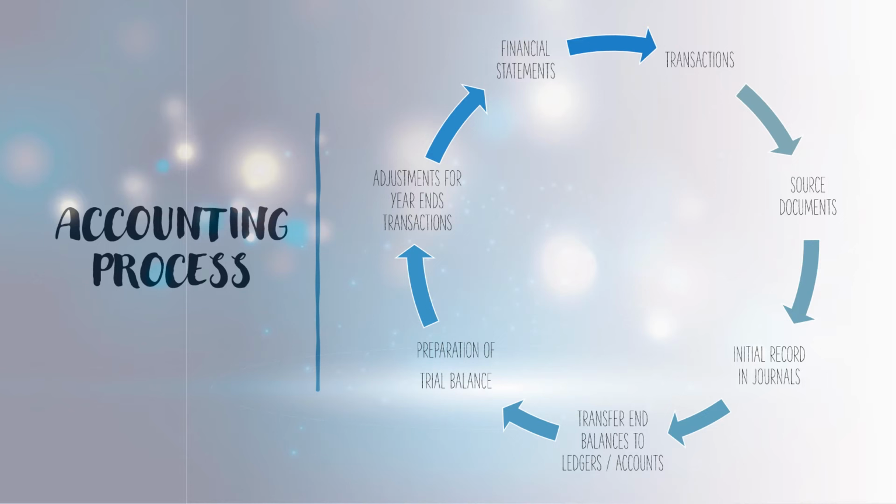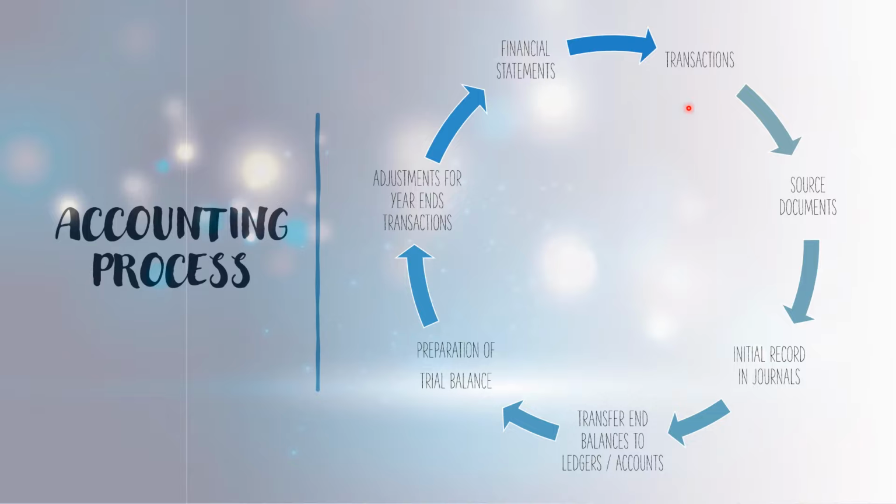Okay, and the next one is the accounting process. The accounting process is the process of recording the accounting information until you prepare the financial statements. So you're going to see that for the coming chapters in ACC 106, we're going through all of these stages until we prepare financial statements.